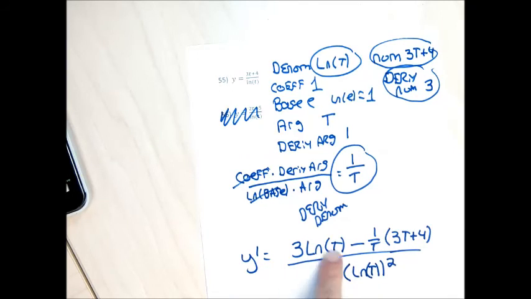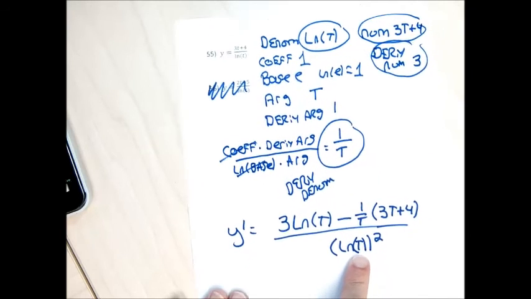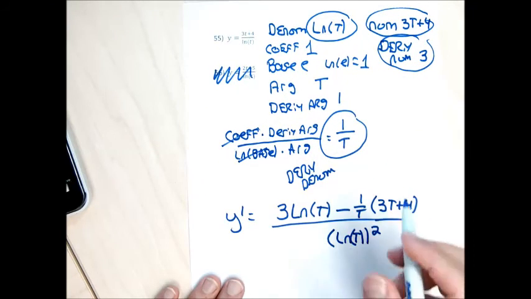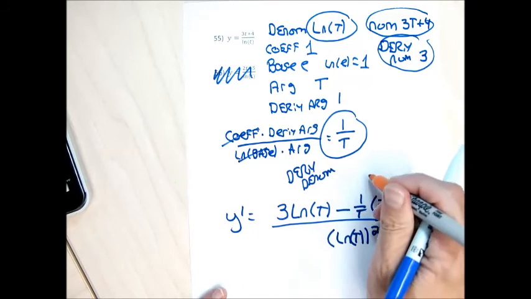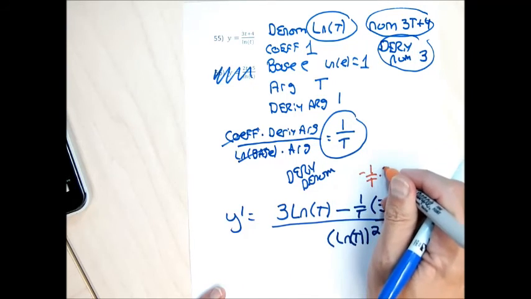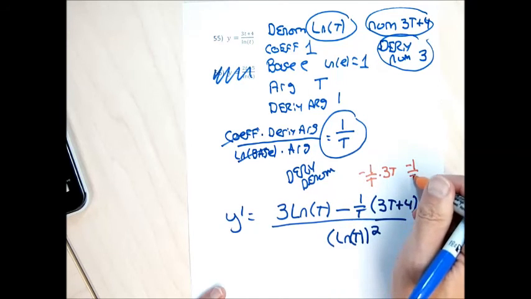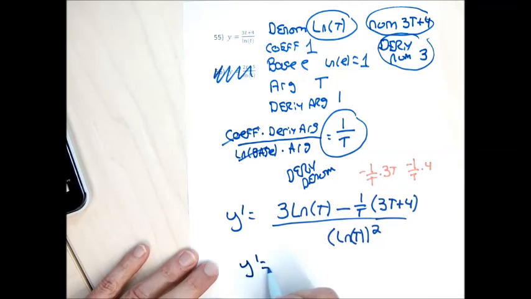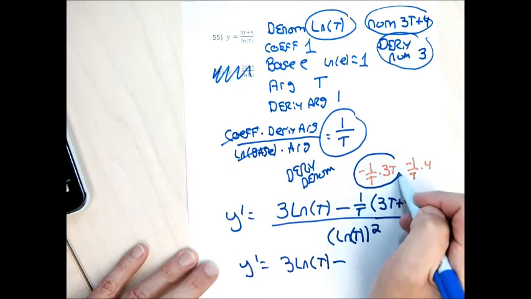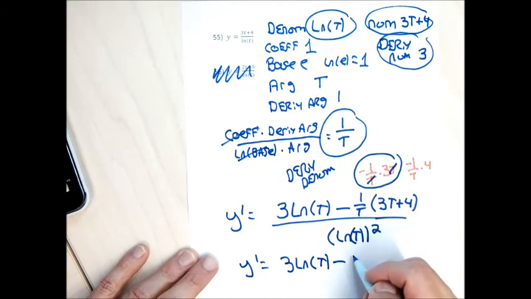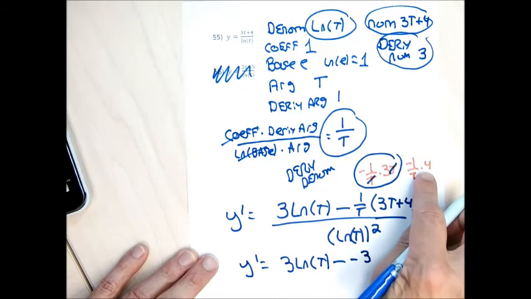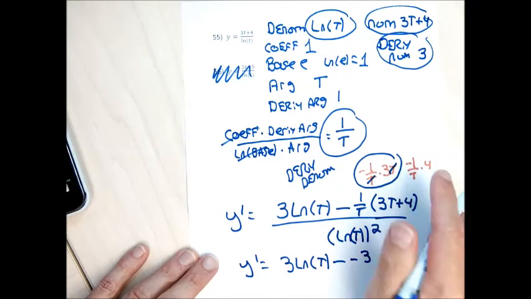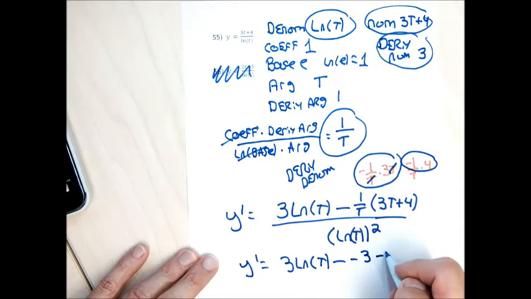Can't cancel ln of t's here because in order to cancel an ln of t, there needs to be a single common factor of ln of t. If I wanted to clean this up, I'd probably clean out this parentheses by multiplying negative 1 over t times 3t and negative 1 over t times 4. And I would leave this as the derivative is 3 times the natural log of t minus this multiplication right here. The t's cancel, negative 1 times 3 is negative 3. Next, when I'm multiplying a fraction by an integer, I'm just going to multiply the negative 1 and 4 and get minus 4 over t.